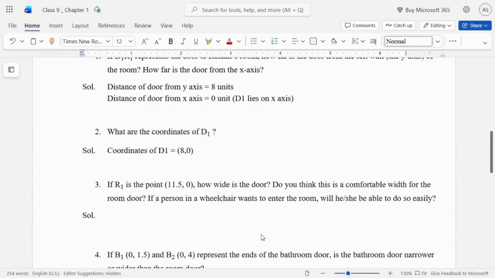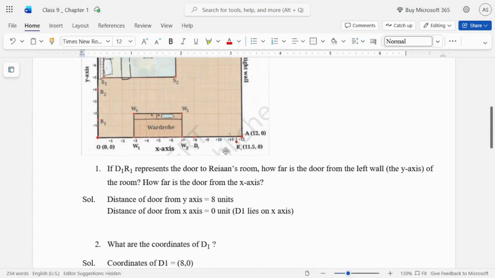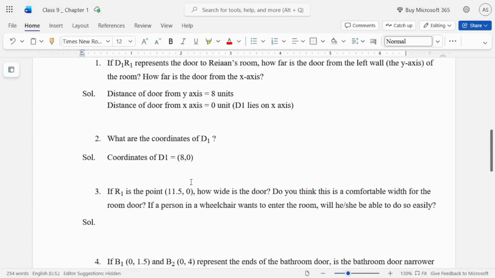Now moving to the third question, it says if R1 is the point 11.5 comma 0, how wide is the door? So to find the width of the door, this is D1 and R1. R1 is at 11.5 comma 0, D1 is at 8 comma 0. So to find the width of this door, we have to basically find the distance between point D1 and R1, which is nothing but 11.5 minus 8. Let me write it down. The width of door equals to 11.5 minus 8, which is nothing but 3.5 units.